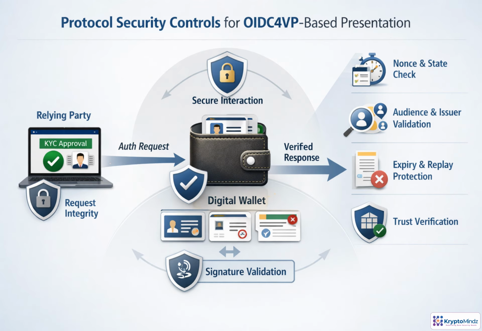Think of securing an OIDC4VP flow as a chain of checks. First, you protect the request itself using signed authorization requests or request objects. Next, you bind the response to the session by validating nonce, state, redirect URI, and client metadata. Then you validate tokens, issuer, audience, and expiration. After that, you verify signatures on presentations and credentials. And finally, you enforce trust and status, rejecting anything replayed, malformed, untrusted, or off-spec.